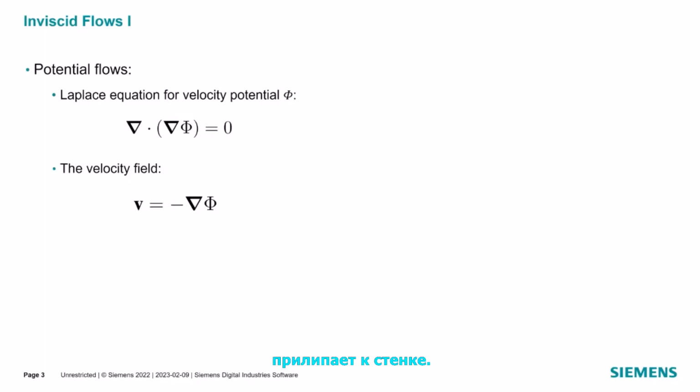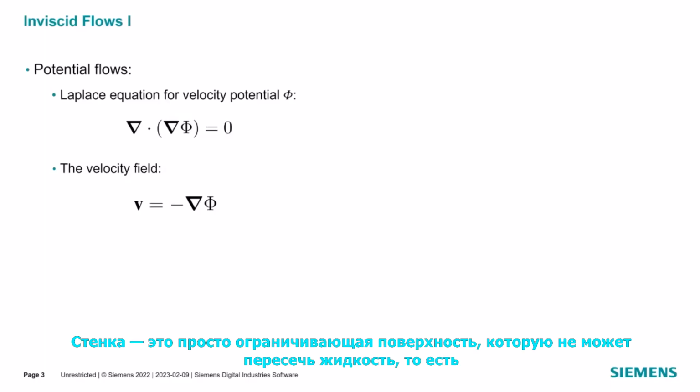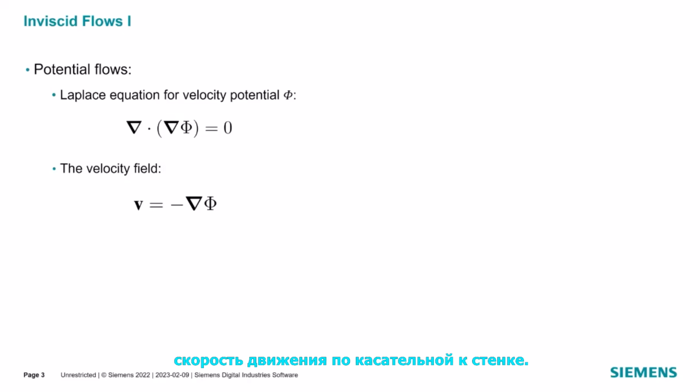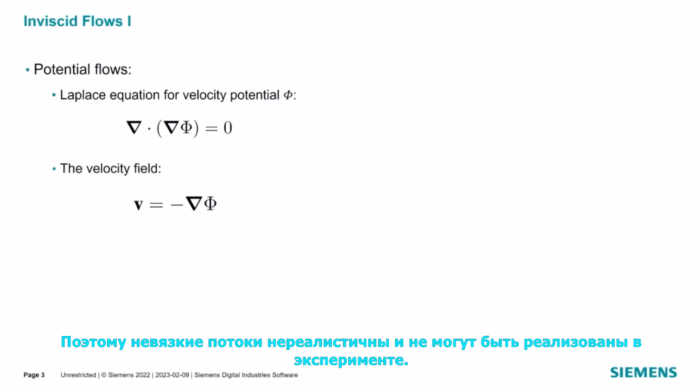Inviscid fluid does not stick to a wall. The wall is simply a constrained surface that cannot be crossed by fluid, that is, velocity is tangential to the wall. Inviscid flow describes only qualitatively the relationship between pressure and velocity. When the velocity increases, the pressure reduces, and the pressure has a local minimum in a vortex, etc. Inviscid flows are therefore not realistic and cannot be realized in an experiment.